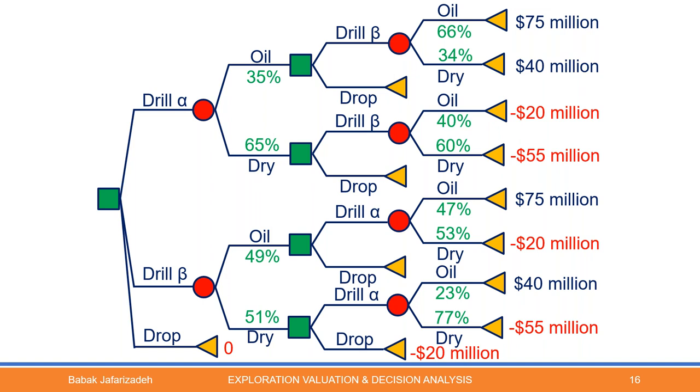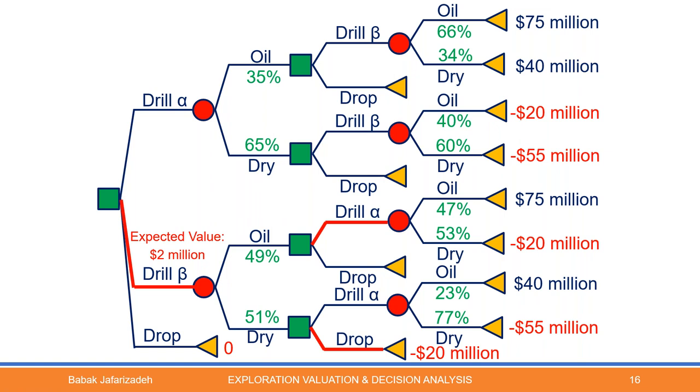So if I solve this decision tree, the course of action that follows is: drill beta, and if it is successful, then drill alpha. If it's dry, then drop. If I follow this strategy, the expected value becomes positive. It's positive $2 million.